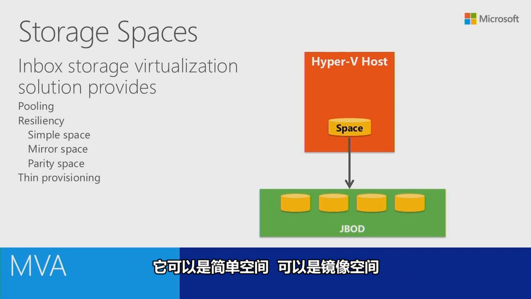It could be a simple space, it could be a mirrored space, it could be a parity space, and then you can do things like thin provisioning. What this allows you to do is, again, to take just a bunch of disks. Could be SAS. You can buy some low-cost SAS and plug these into a server using spaces, and then pool these, carve these out and distribute them to your LUNs.